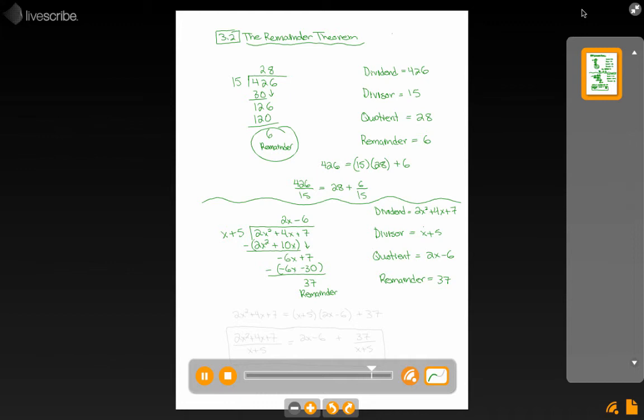The last thing to do here is that we could be asked for division statements. One of these is x plus 5 times 2x minus 6. If you FOILed all that out, you would still have to add 37 to get the polynomial, 2x squared plus 4x plus 7. The second division statement, which is often the one they ask for, basically divides everything by x plus 5 from the previous statement, so you have the big polynomial dividend divided by the divisor equals the quotient plus the remainder over x plus 5. That would often be what you're asked for in section 3.2.